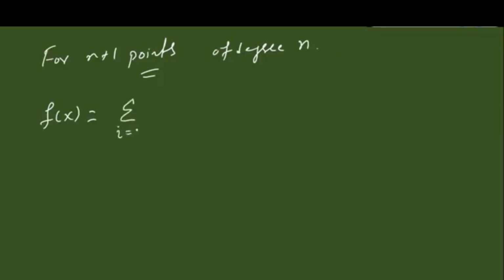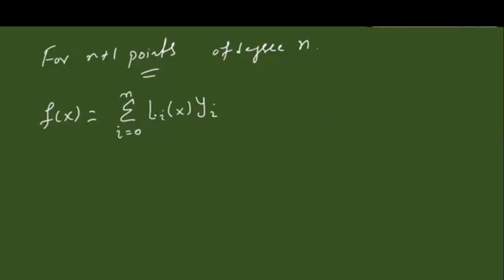i equal to 0 to n. Okay, what do I have to sum? Li(x) yi. Now you can check. If you open this sum for n plus 1 points, the maximum degree is n. So if you open this term, you will get the same. For example, if n is 2, you will get L0 y0 plus L1 y1 plus L2 y2. So you will get the same. This is defined like this.